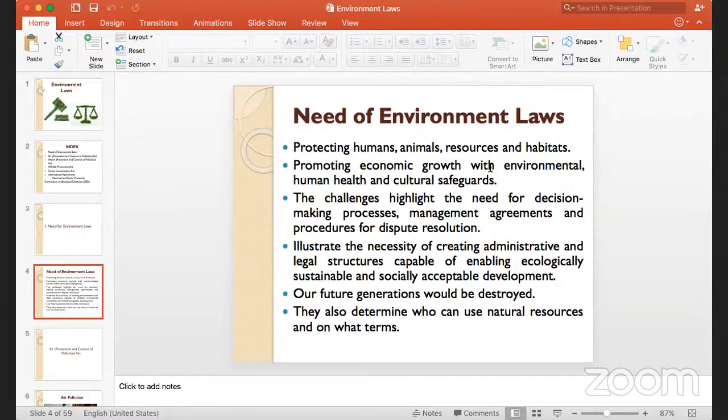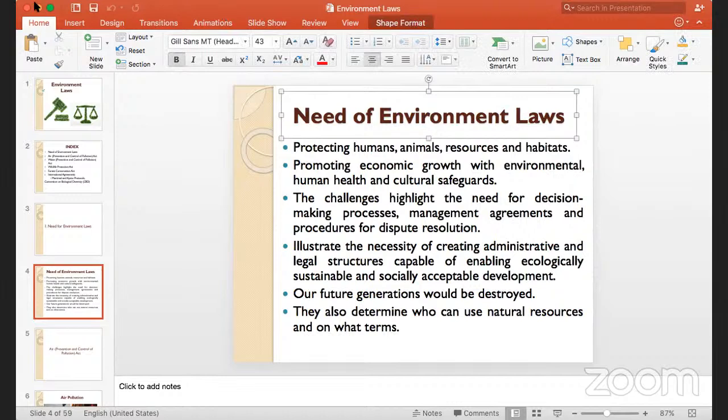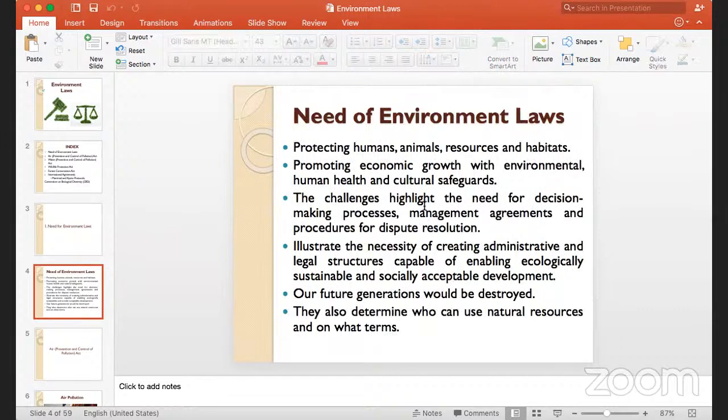We need to promote economic growth with environmental, human health, and cultural safeguards. So there must be a process for dispute resolution, and a process in place for decision making. For example, there is a lot of poaching, illegal hunting of animals for their body parts. So we need a wildlife protection act, because we need to hold whoever is doing this illegal hunting and illegal trade of wildlife body parts responsible. So we need the protection of law. Therefore, there must be decision-making processes, management agreements, and processes for dispute resolution.